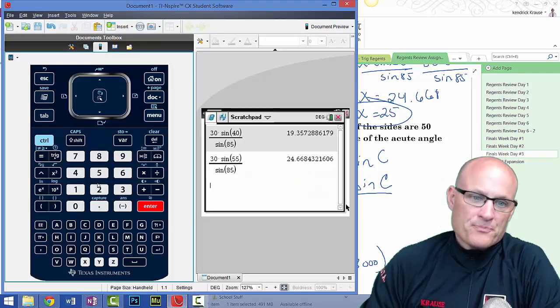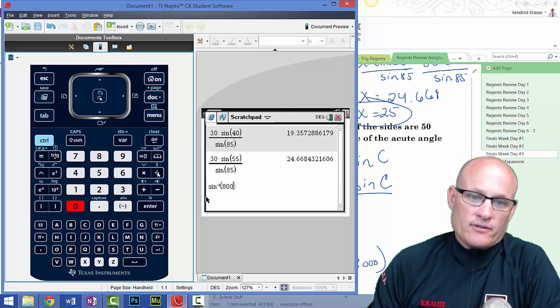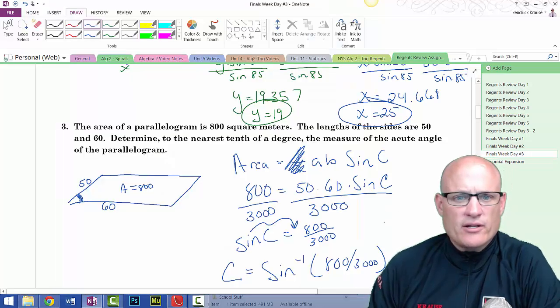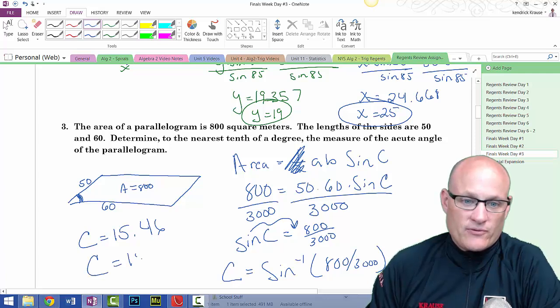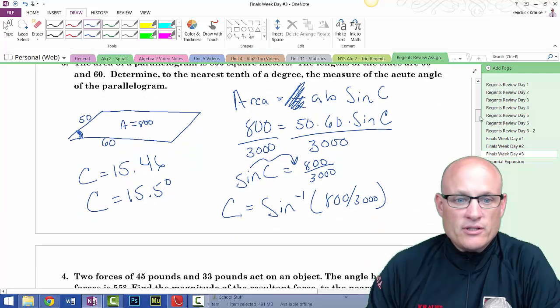No problem. Sine inverse, 800 divided by 3,000. 15.46, rounded to the nearest what, tenth? So this is C equals 15.46, so C equals 15.5 degrees. All right, page 1, done.